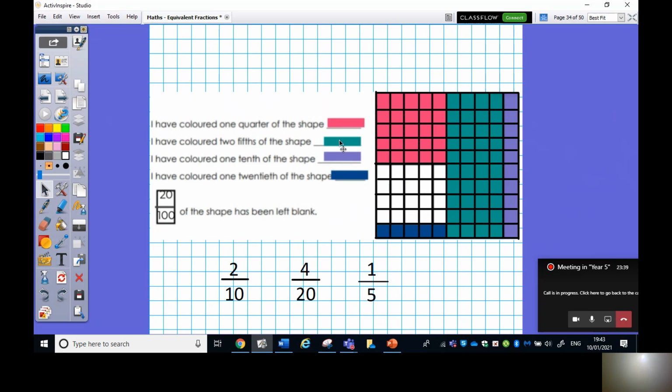Now let's take a look at your 100 square. This is 1/4, that's 25 squares. You have 2/5 of the shape here, that's 40 squares, and then 1/10, which is 10 squares, and then 5 for 1/20. 20 hundredths of the shape has been left blank, and the equivalent fractions are 2/10, 4/20, or 1/5.